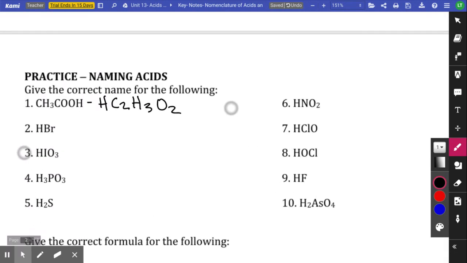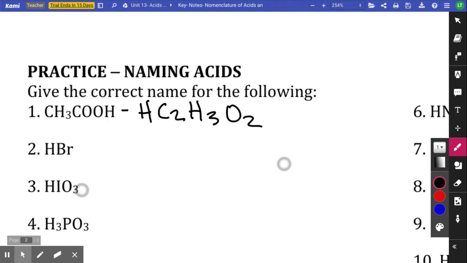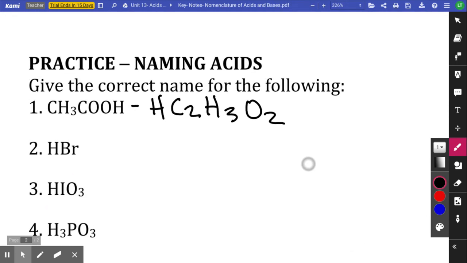Okay, so first thing that we need to do is we know it's an acid because it starts with hydrogen. Then the next question we ask ourselves is, is it binary or is it ternary? This one is ternary because it's made up of three different elements. So if we have a ternary acid, we need to figure out what our anion is. Hydrogen's always going to be our cation in these acids.